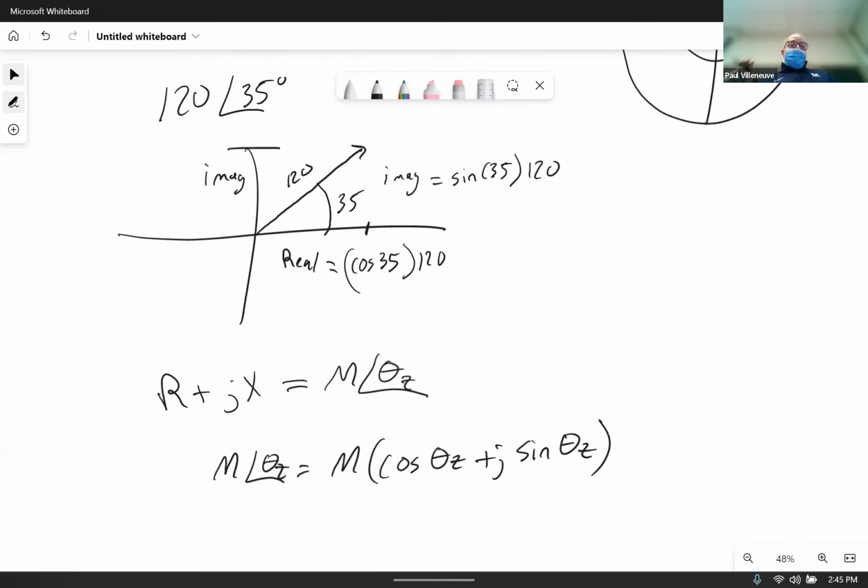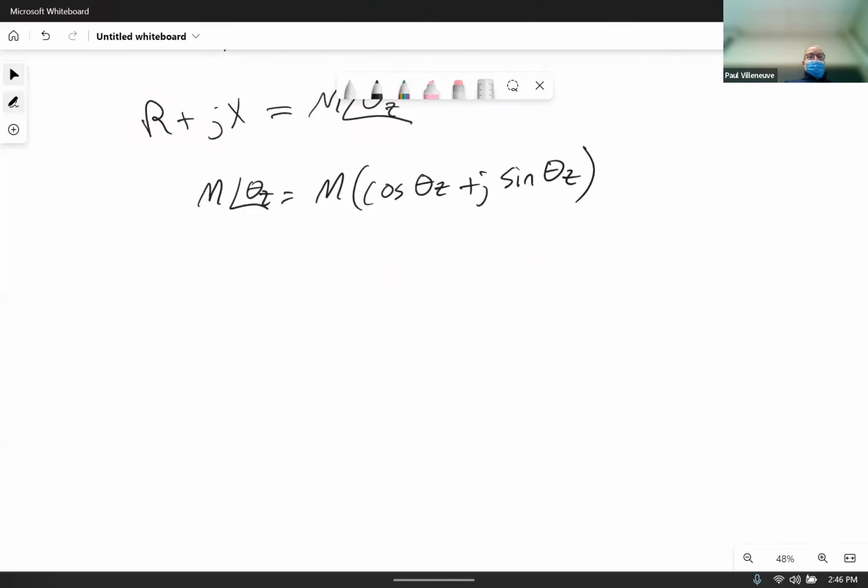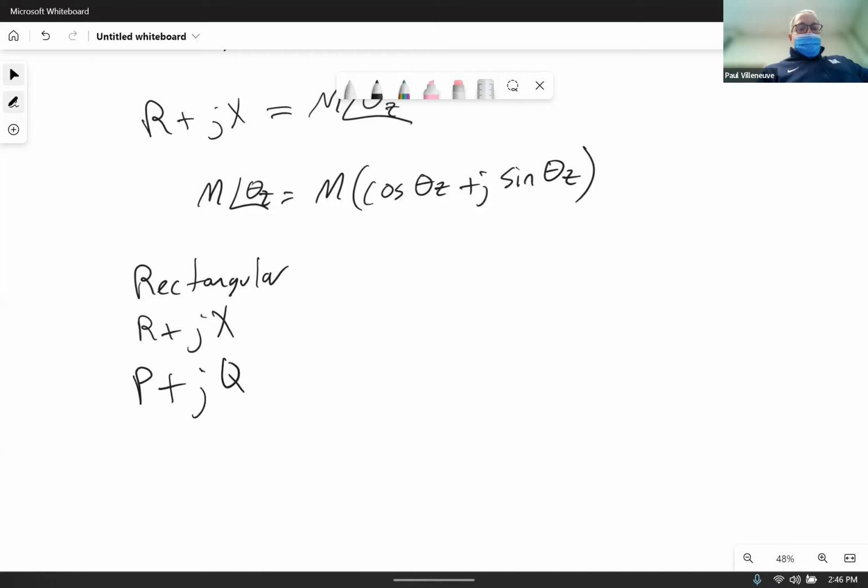Okay, so that is the basis for using polar or rectangular coordinates. You're just writing a vector in whichever way is more convenient. I can tell you with 100% certainty, when you get into the real world, if you do anything with AC systems, you have to be able to do rectangular, because all circuits that I've ever seen have a resistance and a reactance, okay? Some powers that I've seen have a P plus a jQ.